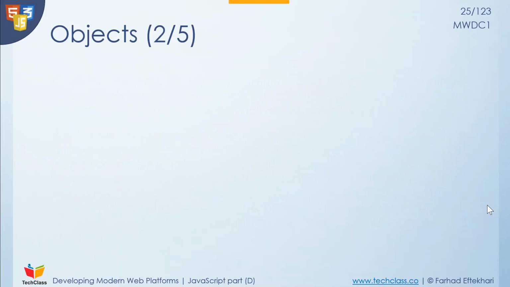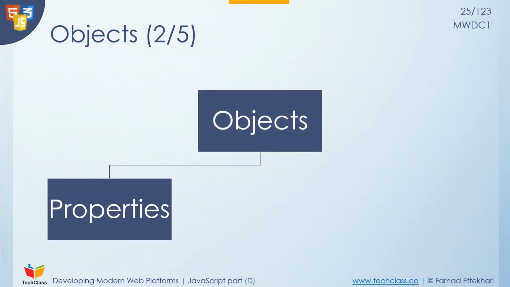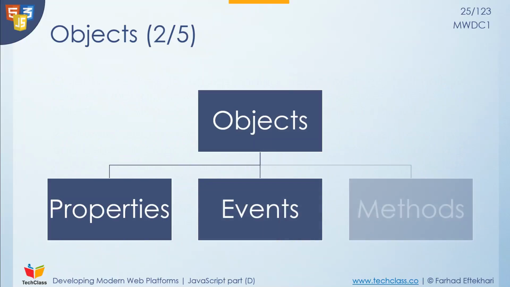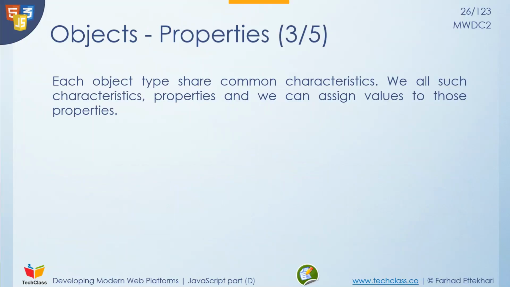So here, to understand a bit better about objects, objects may have properties, events, and methods. We're going to get familiar with them later and see what the differences are, what the definitions of them are, and when you want to create some sort of an object, what is a property, what is an event, and what is a method. So to begin with, let's discuss the properties of an object.